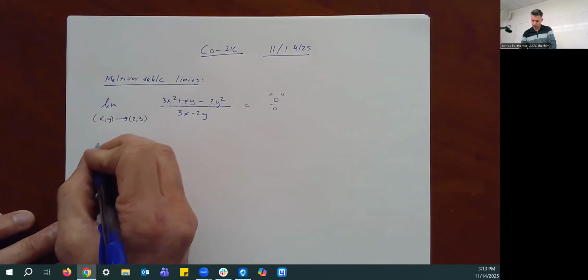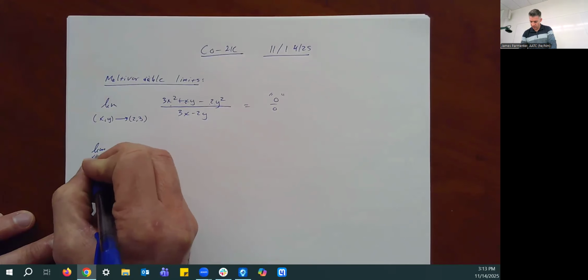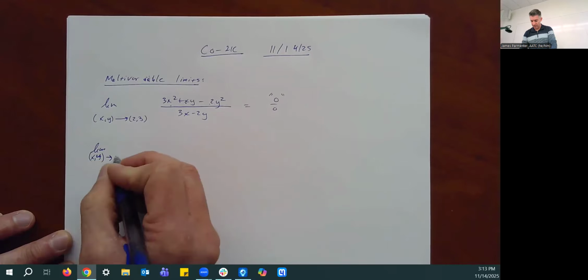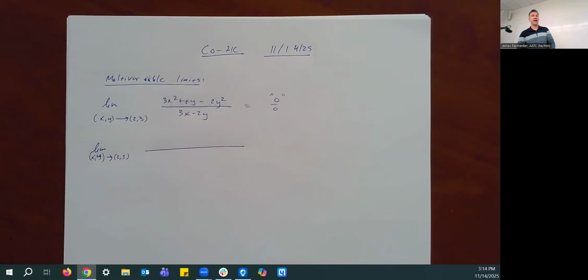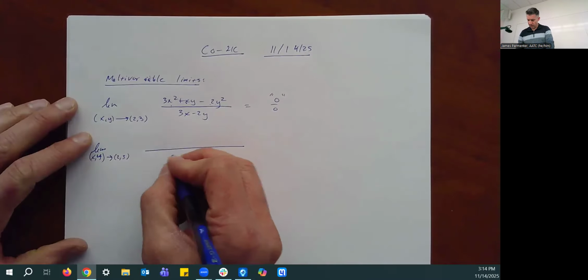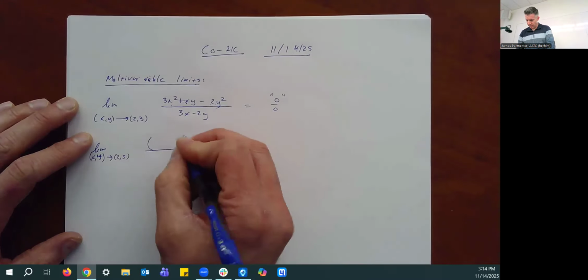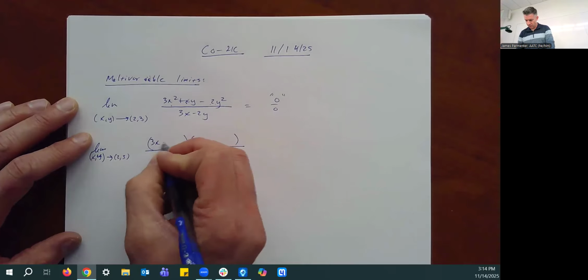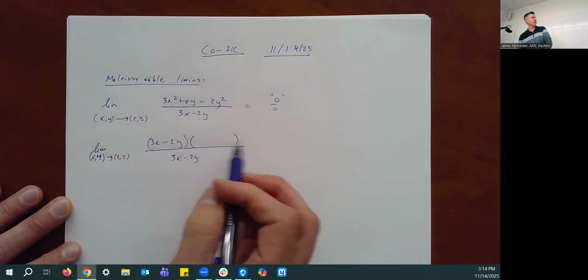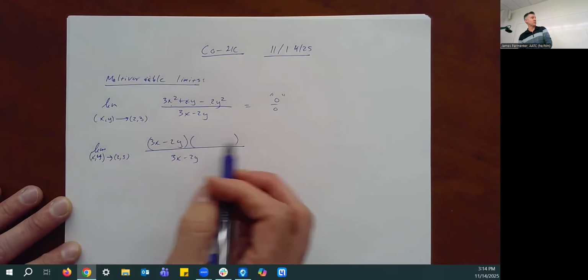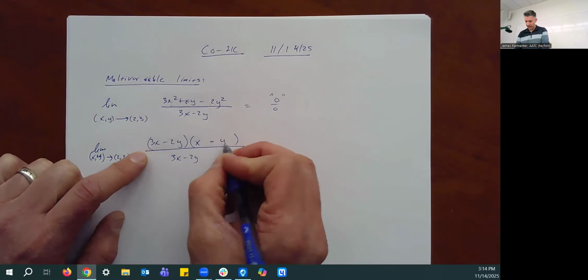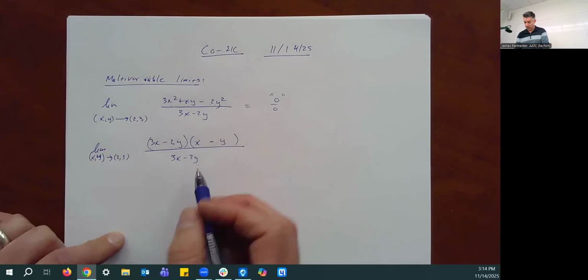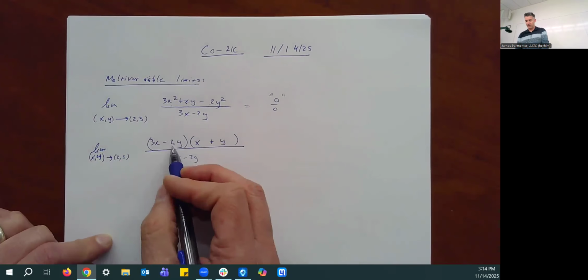Here's what I would point out. The factor that's problematic is the 3x minus 2y. I would love to be able to factor exactly that out of the top, so I'm just going to guess that that's going to work. On the bottom, I have 3x minus 2y. On top, I'll pretend it's going to be a 3x minus 2y, and then fill in the other pieces. I would have to have an x, so that 3x times x is 3x squared, and a plus y, so that negative 2y times y is negative 2y squared.